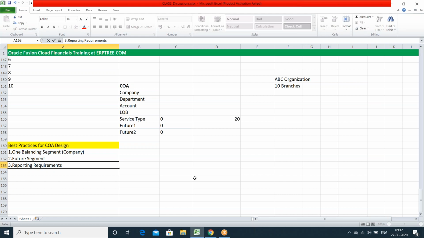And again, you should not create segments in the chart of accounts which would support only a specific application. Don't use segments for specific application usage. That means the segments you are going to create within the chart of accounts should not be very specific to an application. They should be useful in multiple applications.